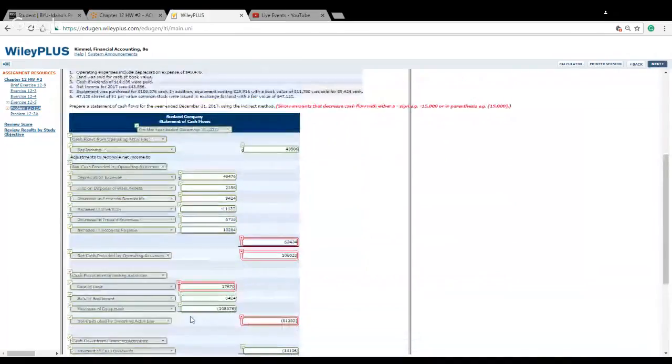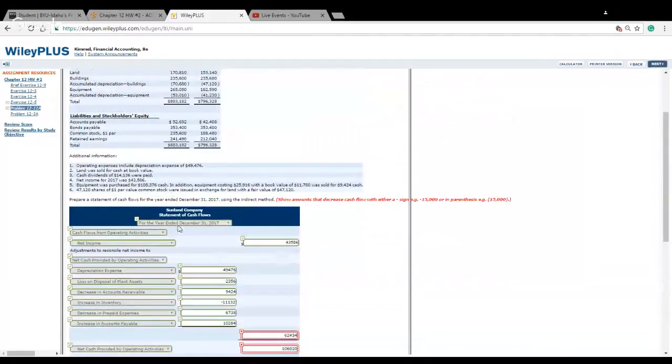So let's begin at the top. For net income, it actually tells you what net income is. It says it right here. Net income for 2017 was 43,586. So I added that. And then for the net cash provided by operating activities, we get the amount for depreciation expense, which is 476. It says it right here.